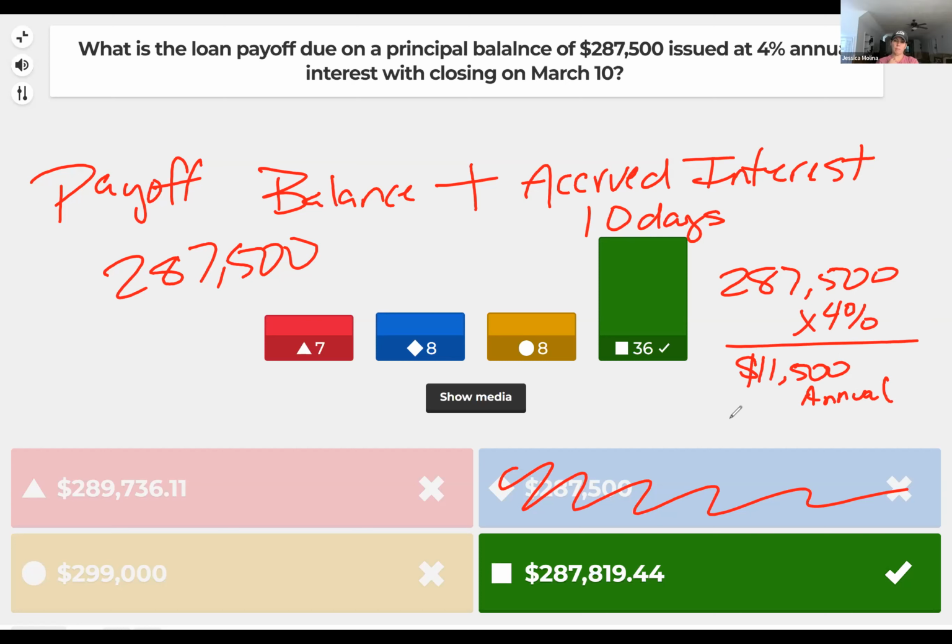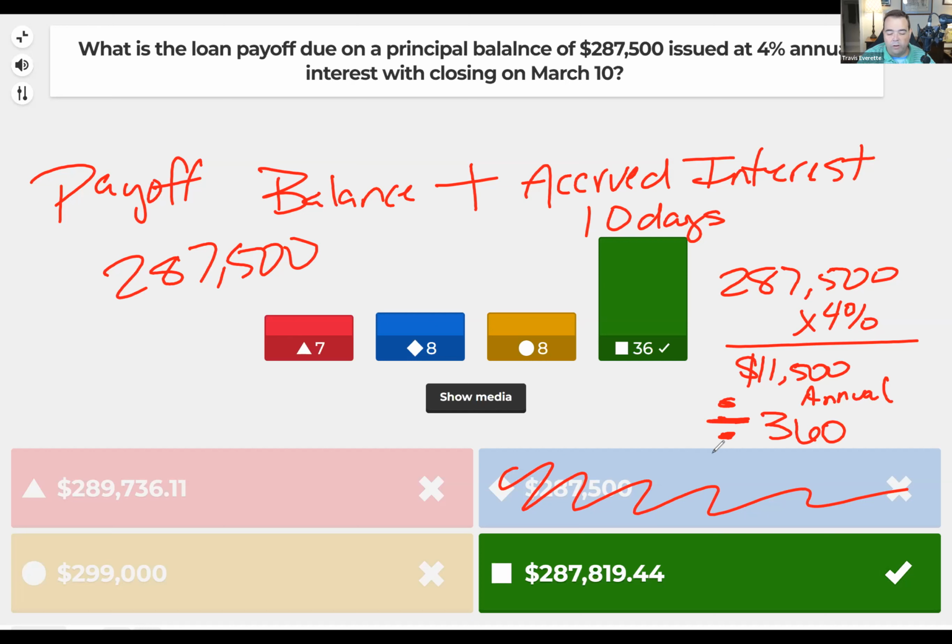Yes. And remember, we're only allowed to divide by 2 numbers, 12 or 360. Which one is it here? Are we going down to monthly or are we going down to daily? Daily. We're going down to daily, so we're going to divide by 360. Okay? Divide by 360. That is $31 and about 94 cents a day.